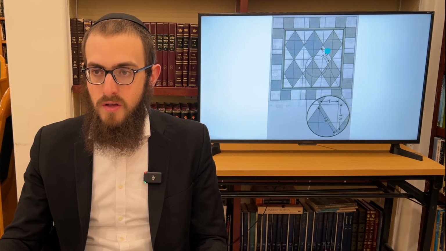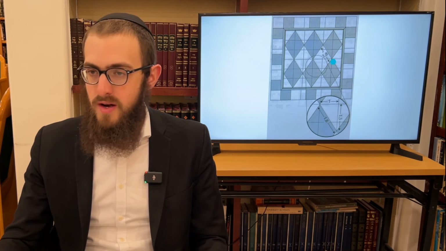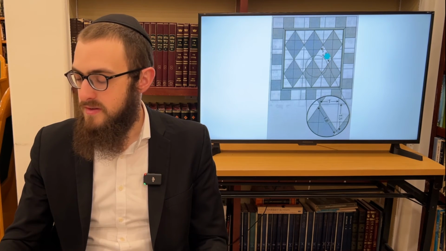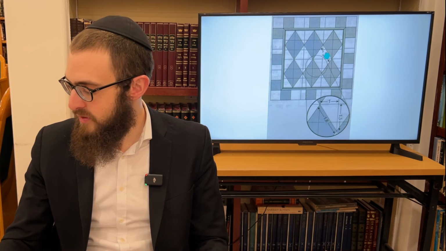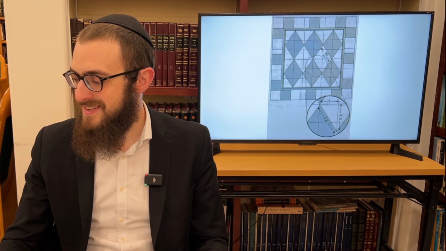So if those diamonds were squares, let's just say you tilted them and made them squares, how much space would you have to leave between each one? A tefach and a half. So in this configuration, if you made those all squares, all the white space is empty, right? The white space is empty, yeah. So if you tilted all of those diamonds to make them squares.